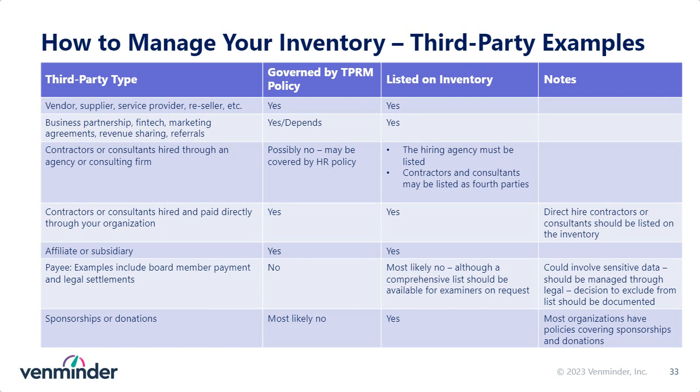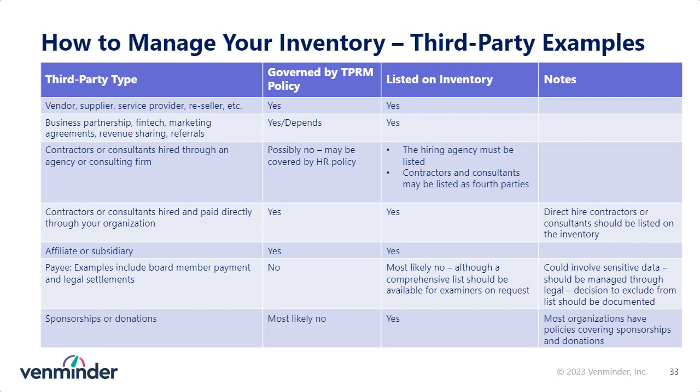All your typical vendors, suppliers, service providers, yep, they're already governed by your policy, and of course they should be on the inventory. But maybe some of these business relationships have been outside of third-party risk management, like marketing agreements, revenue sharing, fintech relationships. They should technically be governed by your existing third-party risk management policy unless there's specifically a policy that addresses it, and yes, they need to be on the inventory.